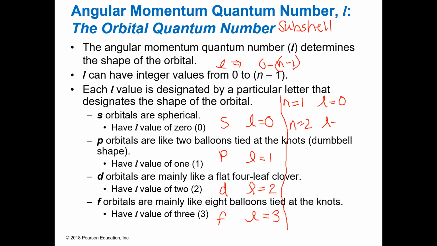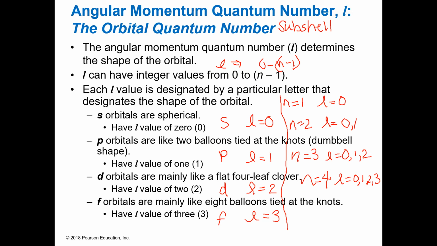For shell number 2, the values that I can have for L are 0, and then if n equals 2, 2 minus 1 is 1. So it'd be 0 through 1. In shell number 3, L can be 0, 1, 2. And in shell number 4, L can be 0, 1, 2, 3.